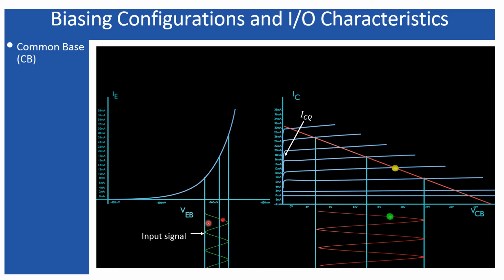Due to the presence of the two extreme points of the input signal, there should be two extreme load lines. So for this minimum value of the input signal, there will be the lower extreme load line, which intersects the input characteristics at this point. Although I didn't include the load line physically, because the intersection point of the load line on the VEB axis would be large enough to interfere with the output characteristics, I have therefore avoided drawing the load line physically.